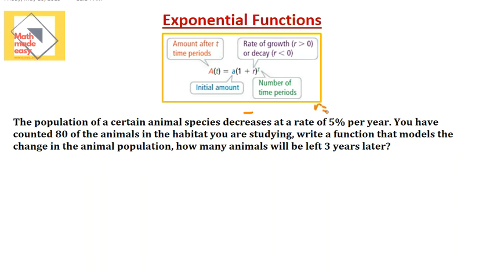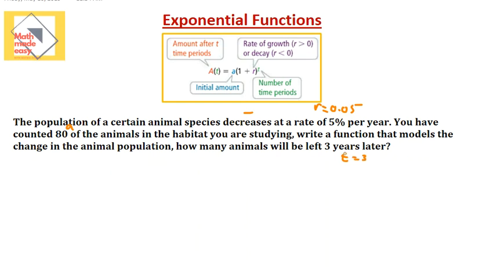So I have r here equal to 0.05 by dividing by 100 per year. You have counted 80 of the animals in the habitat you are studying. So this is your initial amount, this is a here. Okay, write a function that models the change in the animal population. How many animals will be left 3 years later? So you know that time is equal to 3.